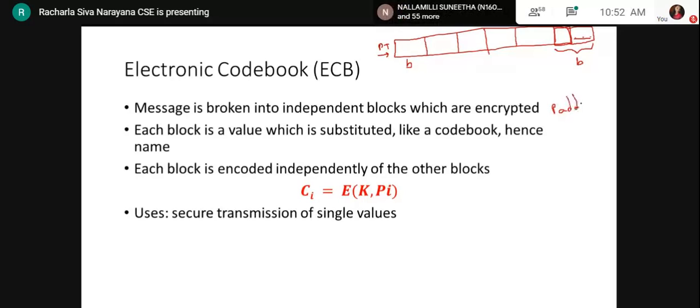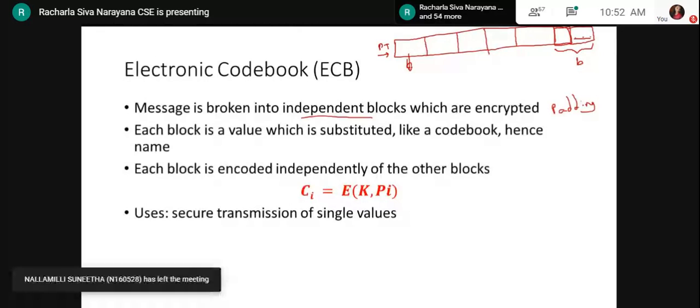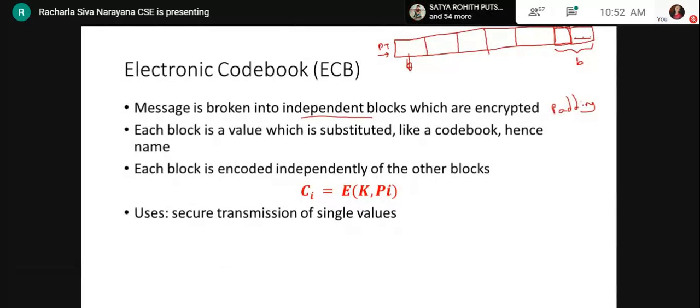And now here, after breaking the message into independent blocks, we are encrypting block by block. We take the first block, encrypt it and get the result, and then we take the second block, perform encryption and get the ciphertext block too. So each block is a value which is substituted like a code book.